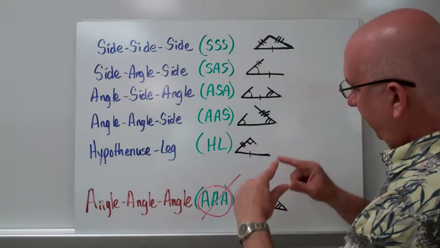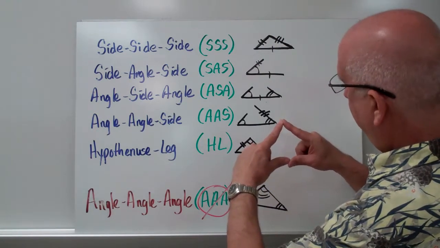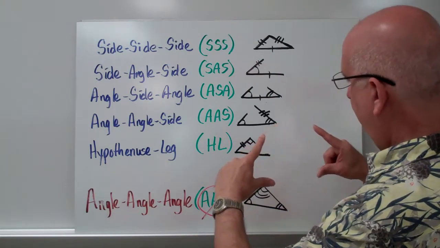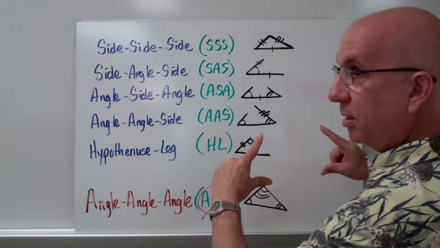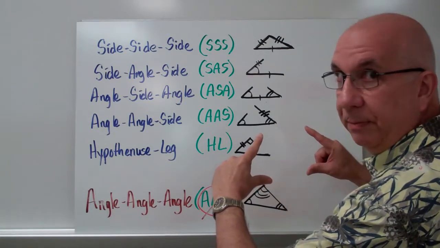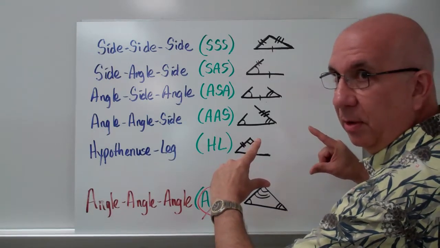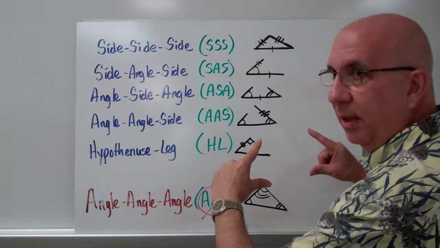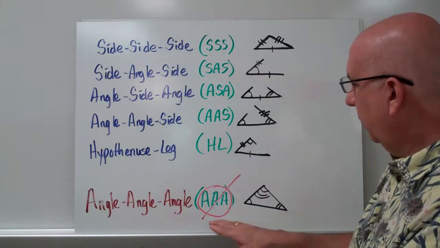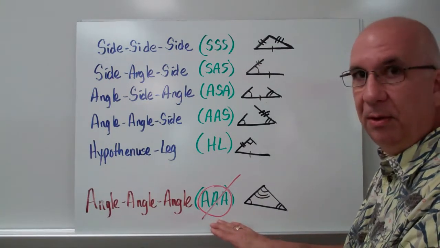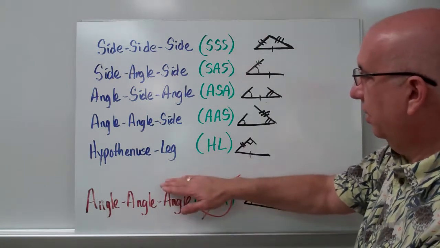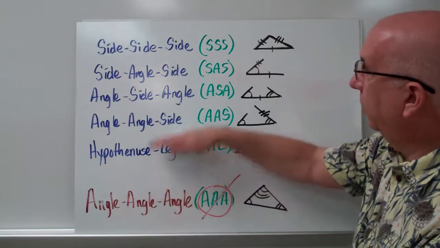For example, we have a triangle here where the angles are congruent. If I make it bigger and extend the sides, the angles are all still congruent, but the sides are different. Therefore, the triangles are not congruent. They are merely similar. That's why this is not a congruence theorem. This is only a similarity theorem. We do not use it for triangle congruence, only the ones in blue.